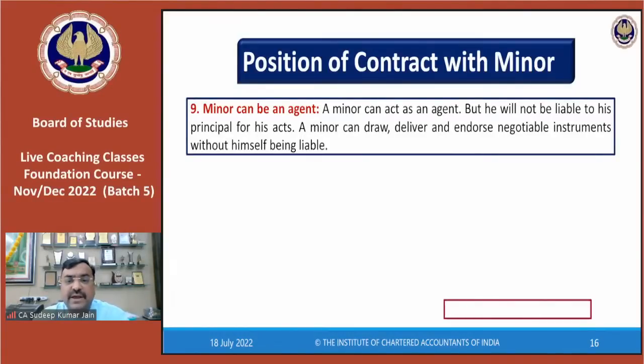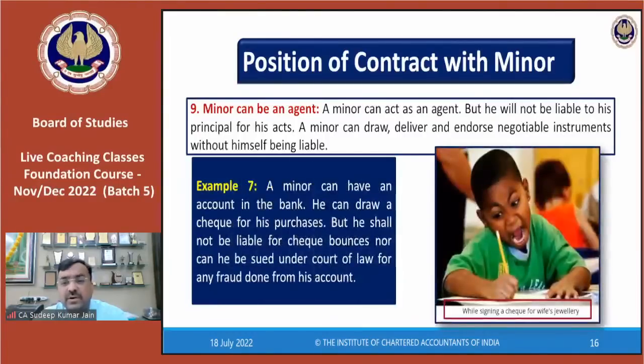A minor can act as an agent, but he will not be liable to his principal for his act. A minor can draw, deliver, endorse, negotiate instrument without himself being liable. It means in simple language, if minor is working as an agent, he will never be liable. The principal will be liable.